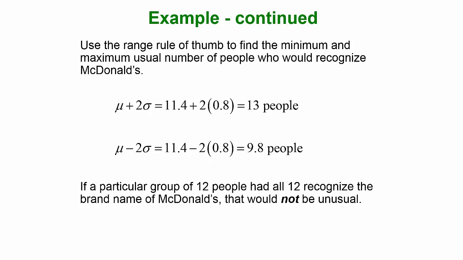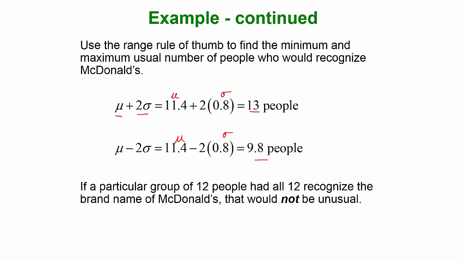Use the range rule of thumb to find the minimum and maximum usual number of people who would recognize McDonald's. So the maximum usual number is equal to the mean plus 2 standard deviations. My mean was 11.4, my standard deviation was 0.8. So 11.4 plus 2 times 0.8 is equal to 13. So this is my upper limit of the usual number of people in that group that would recognize McDonald's. And then the lower usual value is the mean minus 2 standard deviations. So the mean minus 2 standard deviations gives me 9.8.